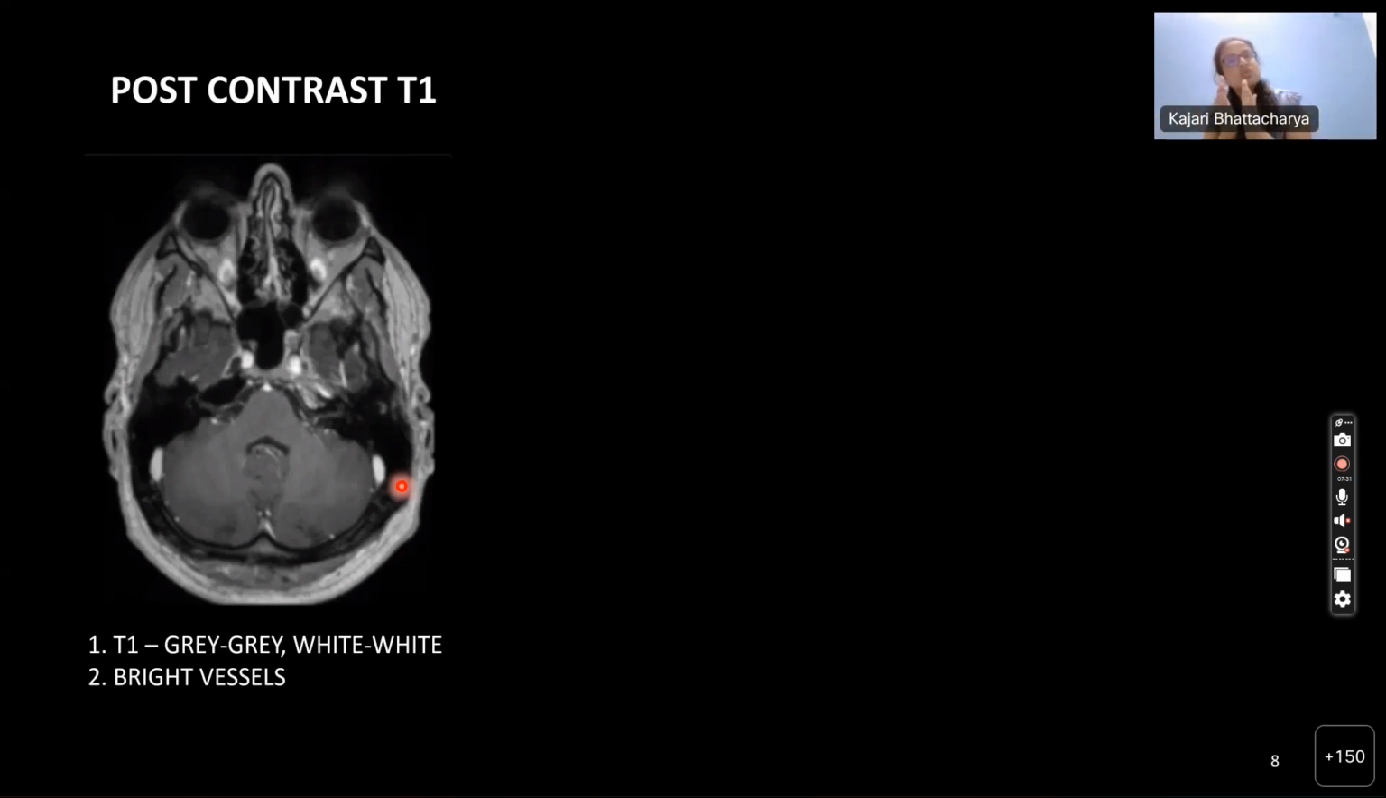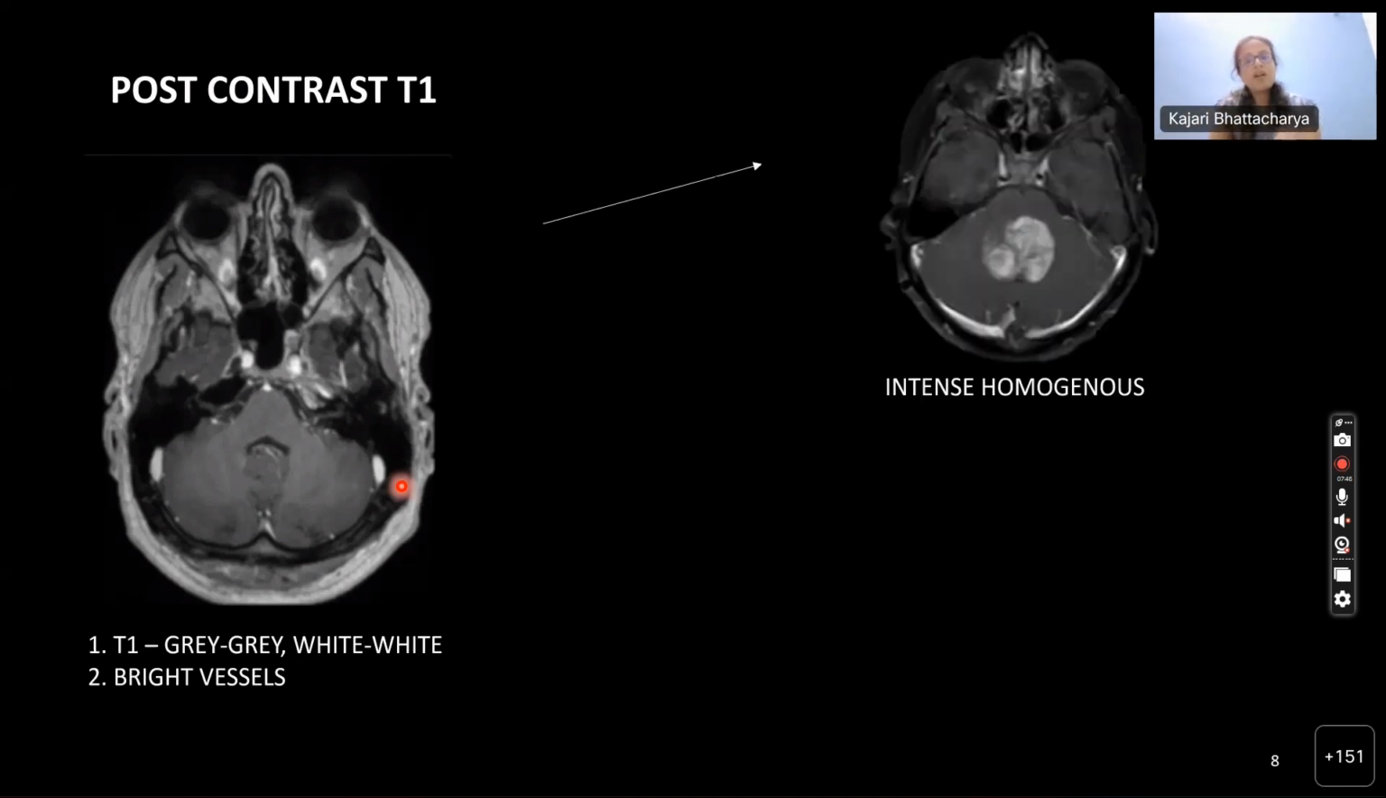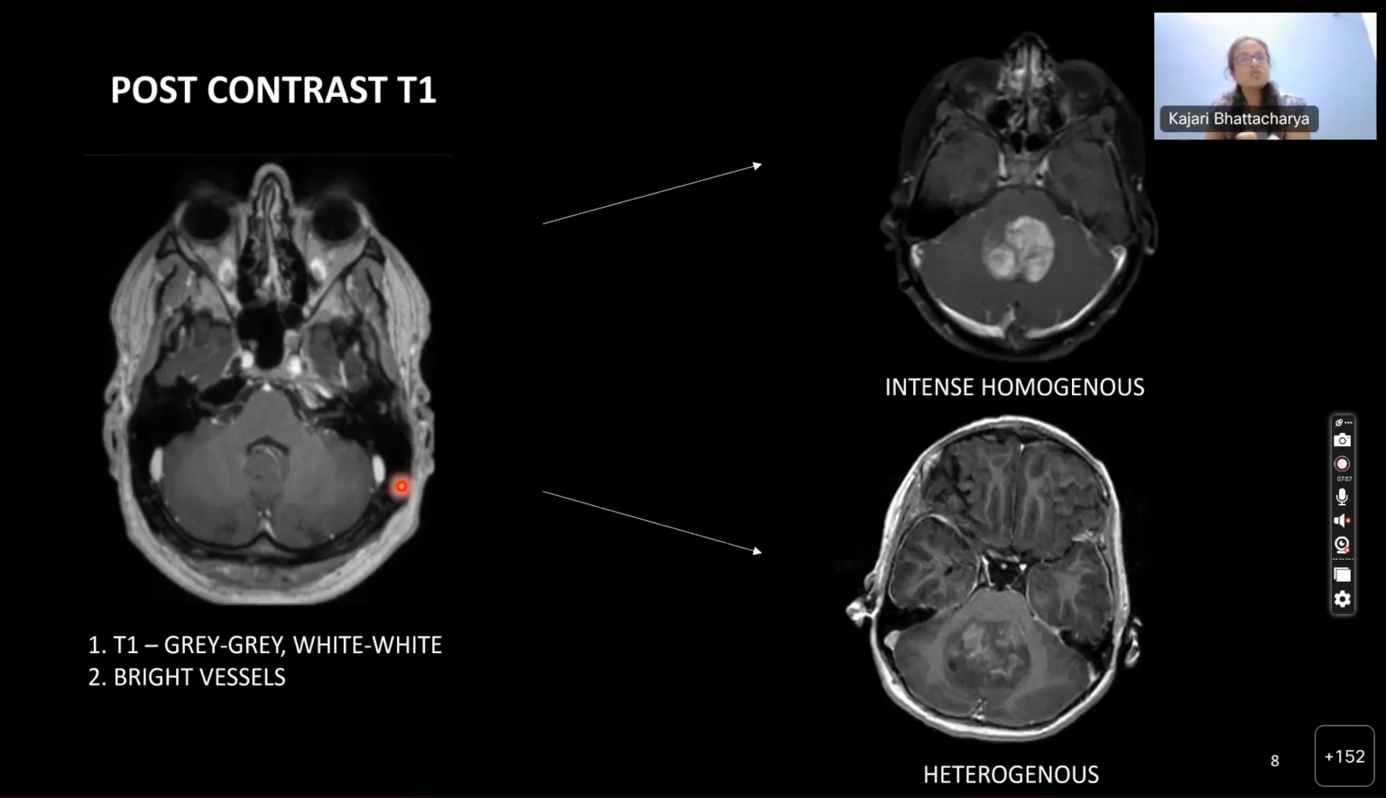And it not only shows us the tumor better, it tells us that there is a loss of blood-brain barrier. So normal parenchyma of the brain does not enhance because the blood-brain barrier is intact, whereas an abnormal tumor enhances because the blood-brain barrier is broken down. So depending upon the type of enhancement, we also get a lot of idea about what kind of tumor we are looking at. The first tumor which we saw is showing intense homogeneous enhancement, whereas the second tumor is showing heterogeneous, ill-defined enhancement or a patchy enhancement.